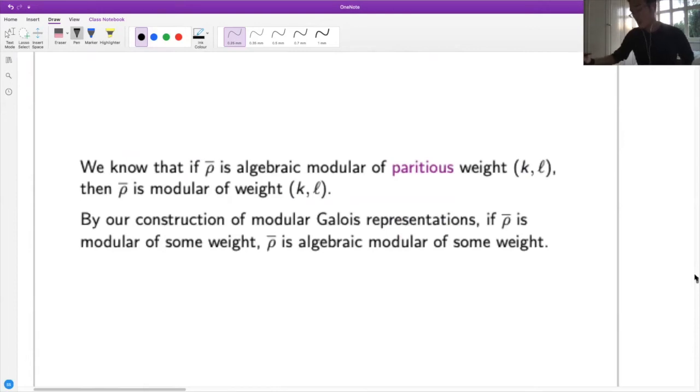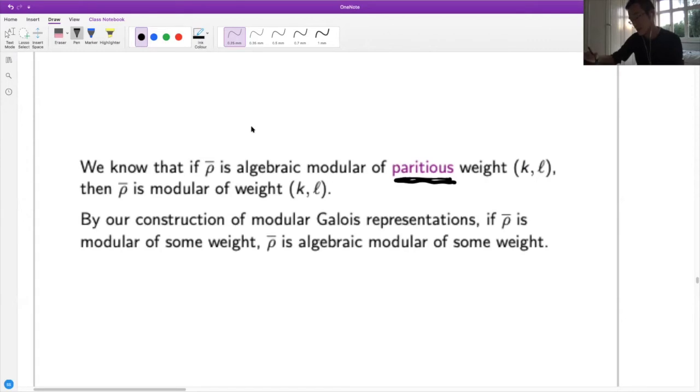In fact, we do know many cases of that conjecture. We might call it a minor case. It is the following case: if rho bar happens to be algebraic modular of Parity weight, so that k_tau plus 2 times l_tau is independent of tau, then rho bar is a geometric modular of weight (k, l). This is because if the weight is Parity, then there exists a characteristic 0 Hilbert modular form for the quaternion algebra, whose associated mod p Galois representation recovers rho bar.